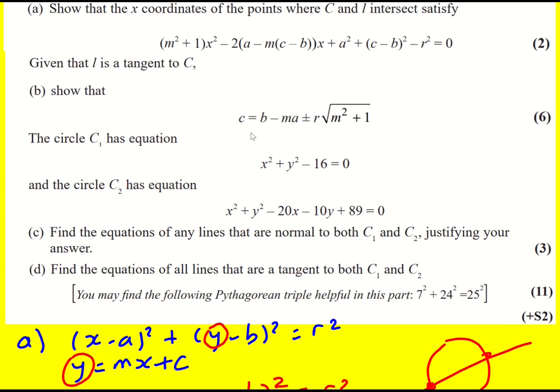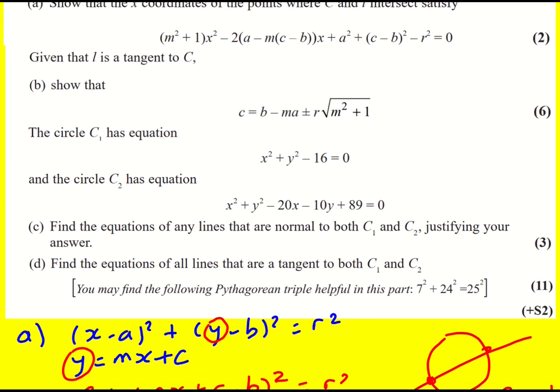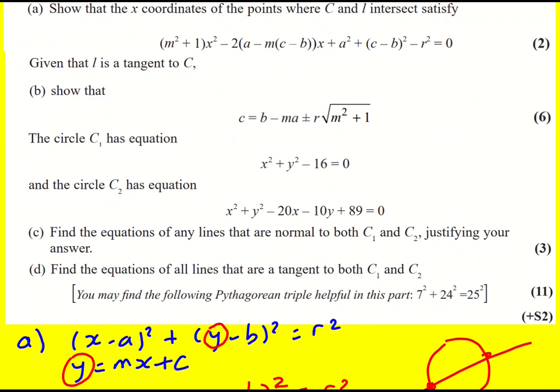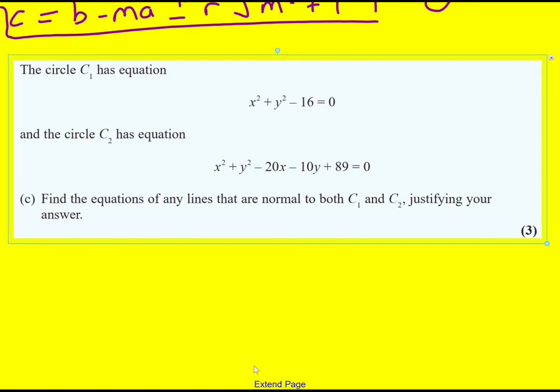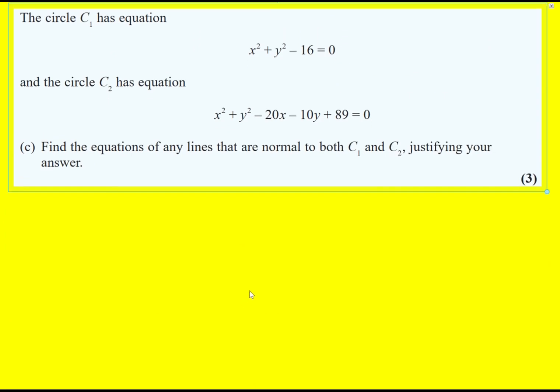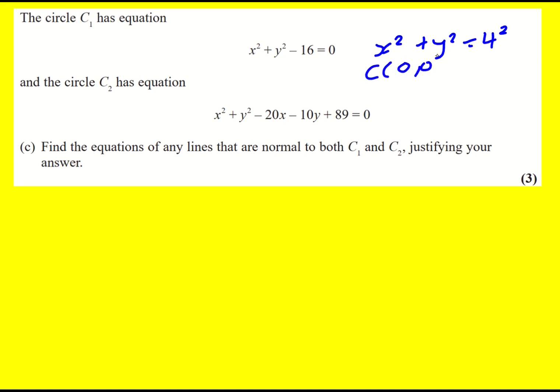First of all, we're given two circles, C1 and C2, and we're asked to find the equation of any lines that are both normal to them, justifying our answer. Okay, well, I honestly think a good idea here is to get a sketch down, and also we're going to need to find the centers and radii. So let's complete the square. The first one's okay. It's going to be x squared plus y squared is equal to 4 squared. So center (0, 0), radius is equal to 4.